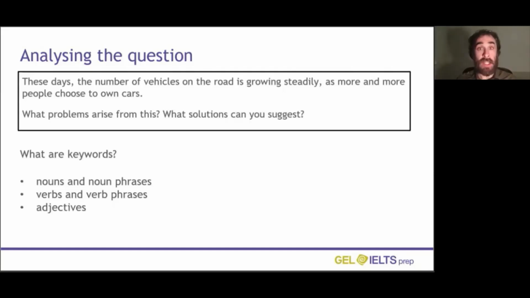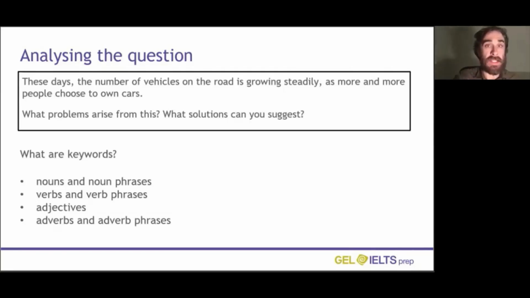Adjectives. If the adjectives describe the noun in an important way, or they define the noun, then of course they are keywords. And adverbs and adverb phrases. So it describes how an action is done, and if that's important, then we'd underline that as a keyword. So let's have a look here.